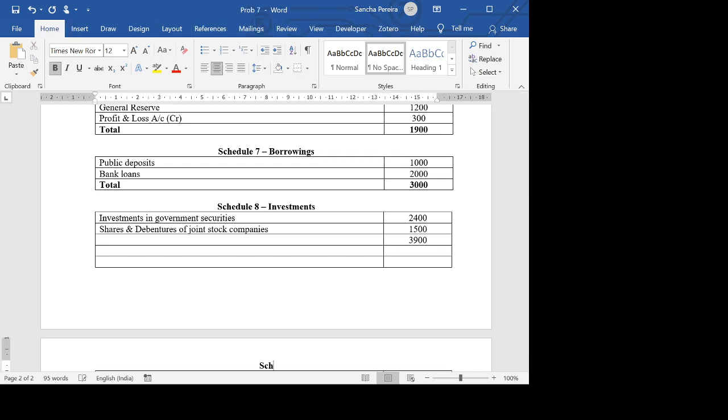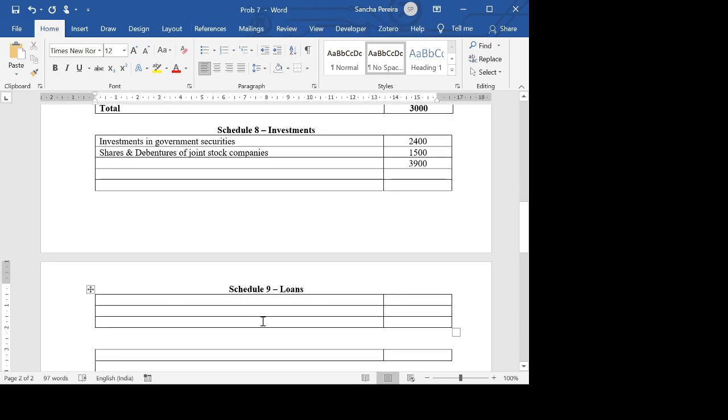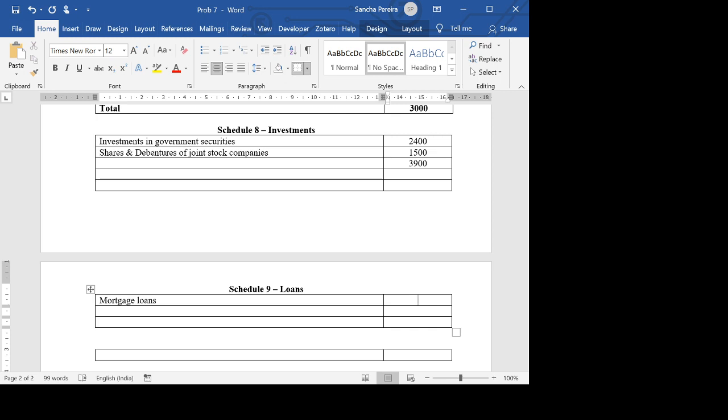The next one that we have is Schedule 9, which is loans. Under loans, we have mortgage loans. The amount is 1,300. And there is also loan on company policies, which is 700. Loan on company policies 700. Total is 2,000.